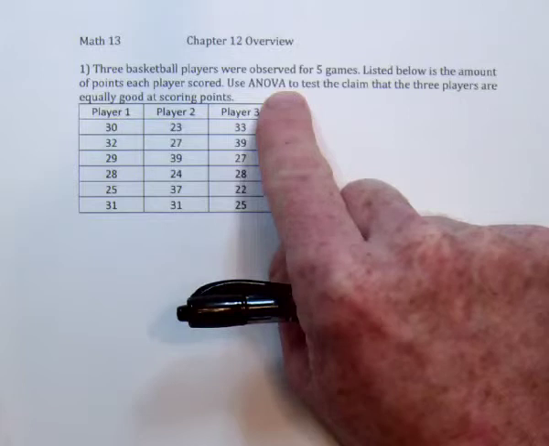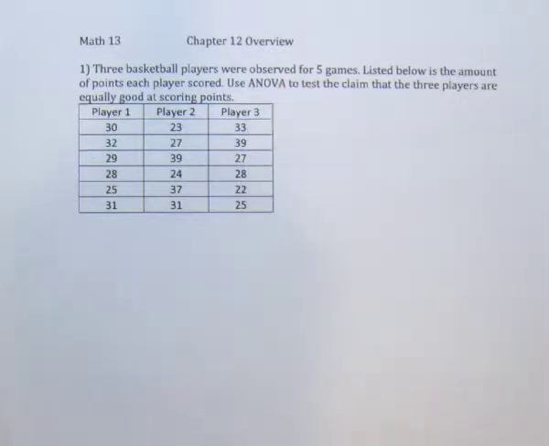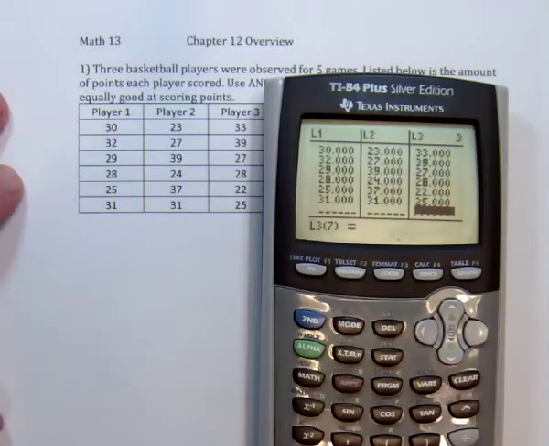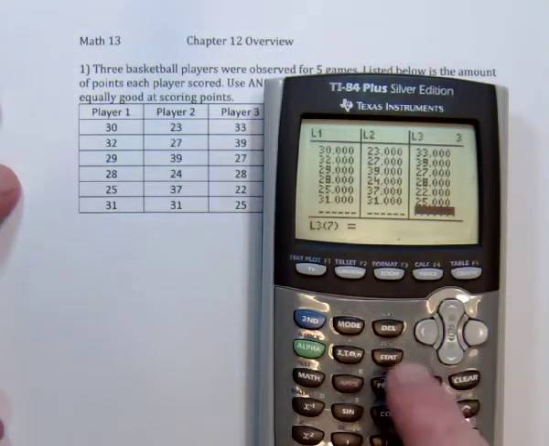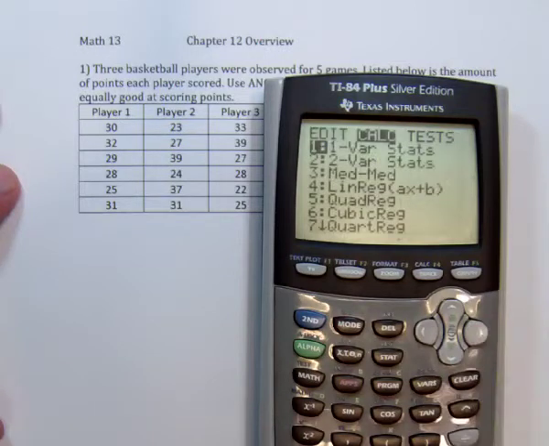So I've got this example that I made up of 3 basketball players, and I went ahead and entered their data in list 1, list 2, list 3. For this one example, I'm going to go over the formula for analysis of variance so you have the idea of how it works. And then from then on, we're going to use the calculator to calculate the formula. So to begin with, I need to find the mean and standard deviation for each player.